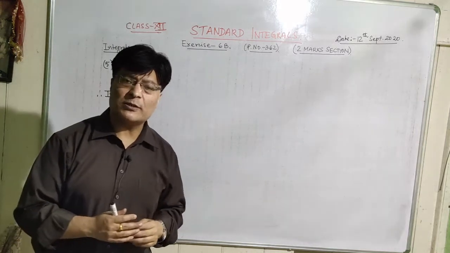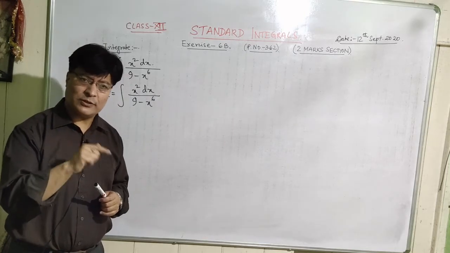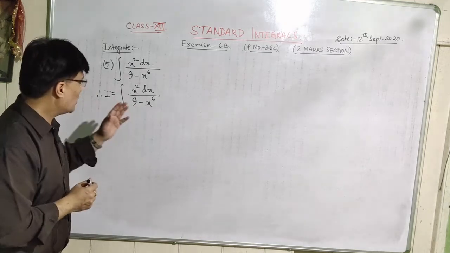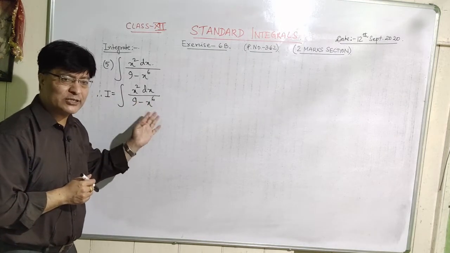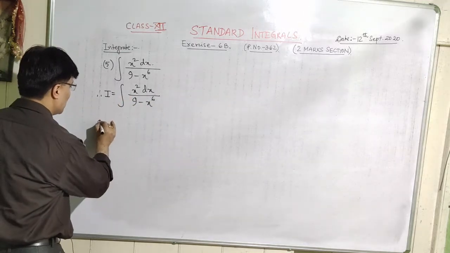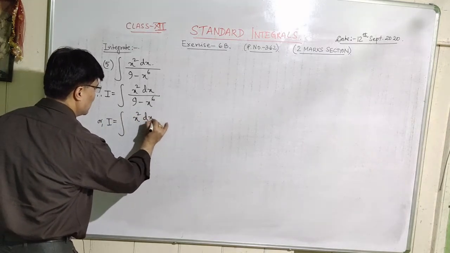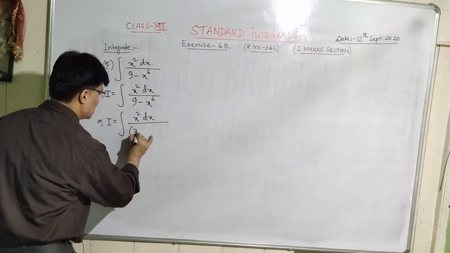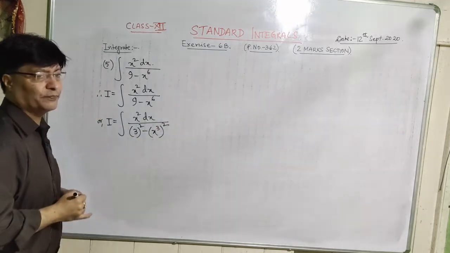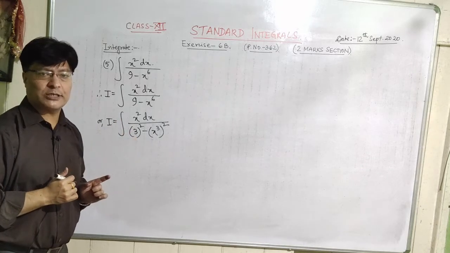Now differentiation of which function is x square? X cube, isn't it? What is the differentiation of x cube? 3x square. 3 is constant here, but we are getting this x square, isn't it? So let us make it x to the power 6 as x cube whole square, and 9 can be written as 3 whole square. So I is equal to integral of x square dx divided by 3 whole square minus x cube whole square. Is that clear?